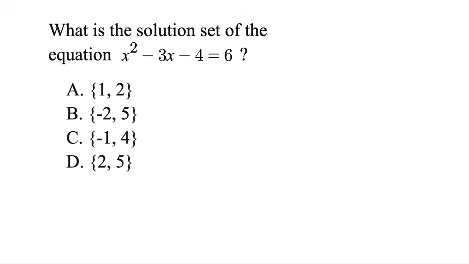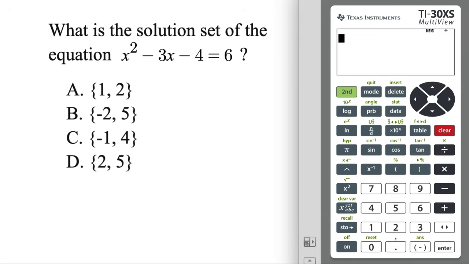The fastest way to solve this problem on the GED, when you have an x squared and an equal sign, is to use the calculator. Because there's a button on there called Table, and we can type in the left side of this equation here. So we'll start off with x squared. X is right there next to 4. Squared is right above it. Then minus 3x minus 4.